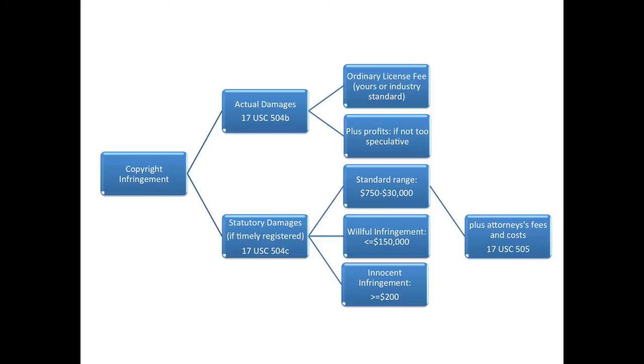If you can prove that it was a willful infringement, you're entitled to up to $150,000. And if the infringer can prove that it was an innocent infringement, then they can get the damages reduced to no less than $200. The innocent infringement is a pretty high standard to meet, so that doesn't happen very often, but it can. You're also entitled to get your attorney's fees and certain court costs for any litigation that you have.